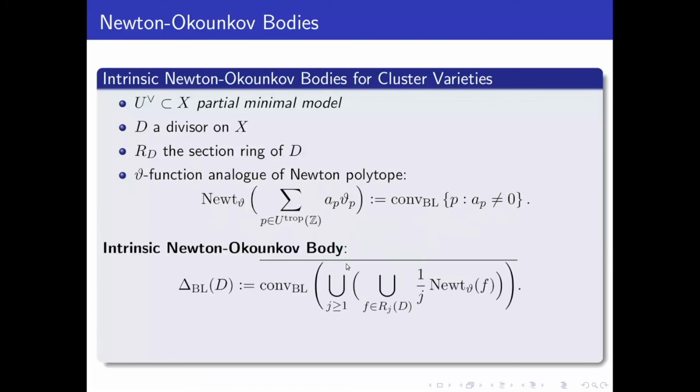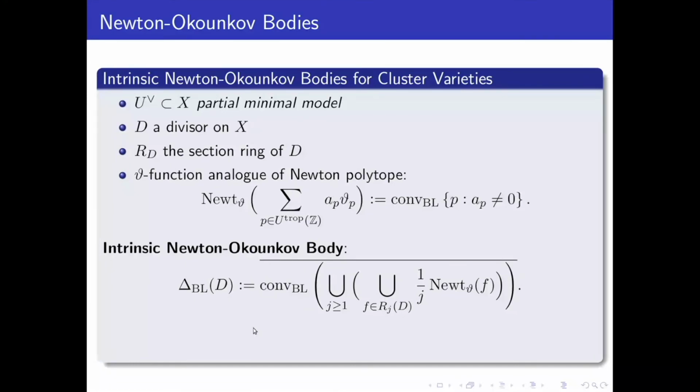So using that, we'll define an intrinsic Newton-Okounkov body in this way. Now we're looking at all F in the jth homogeneous component. And we'll take the theta function analog of the Newton polytope of all of those, rescale by 1 over j again. And then again, we're taking this union from j equals 1 to infinity. We're replacing the usual convex hull with a broken line convex hull, and again, taking a closure.